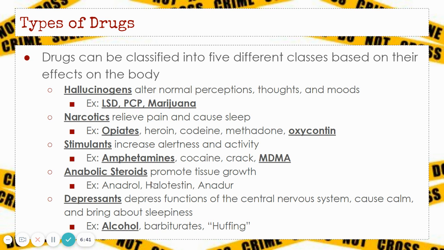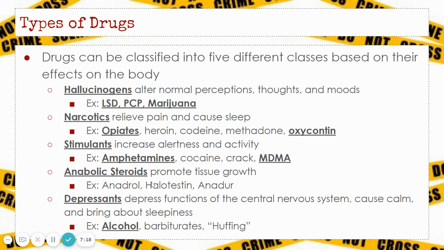Narcotics, if we're talking about prescriptions, are used to relieve pain. So we're talking about strong painkillers, and they also cause the person to fall asleep. Examples of these would be any type of opiate, things like heroin, codeine, methadone, OxyContin. All of those are narcotics. Stimulants are going to increase alertness and activity. These are like uppers, as we call them sometimes. Examples would be amphetamines, including methamphetamine, cocaine, crack, and MDMA. MDMA is also known as ecstasy.